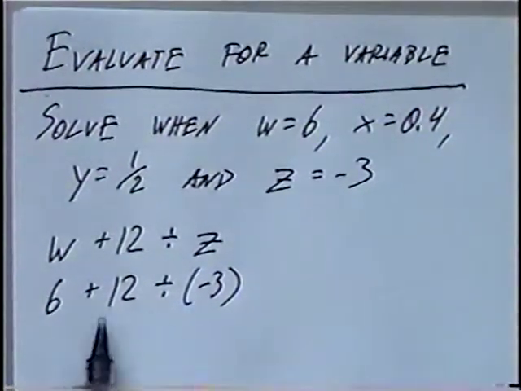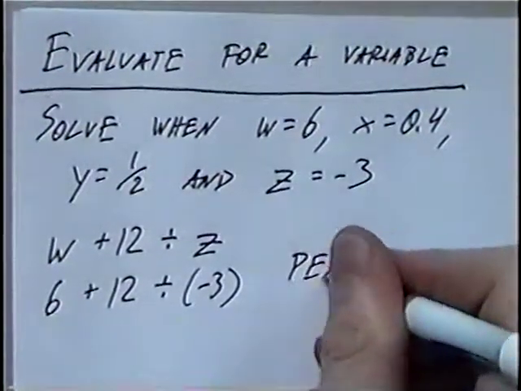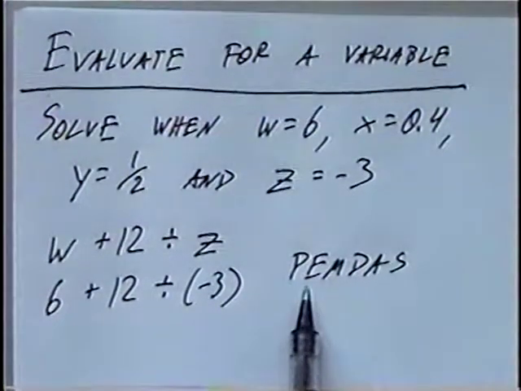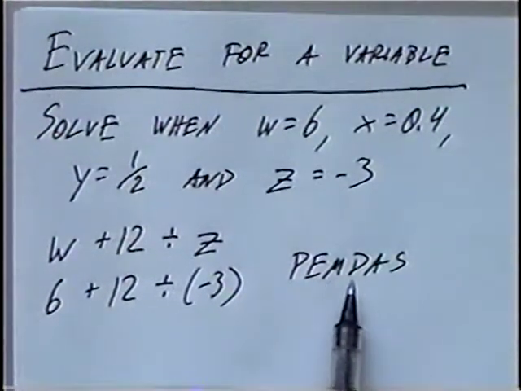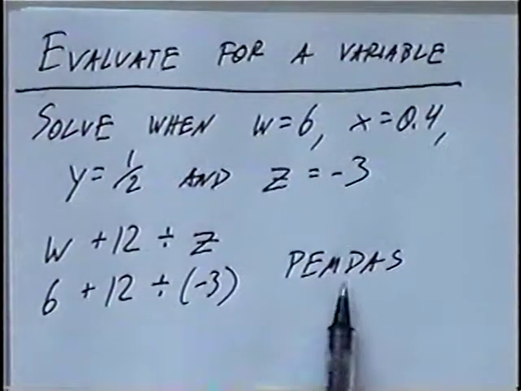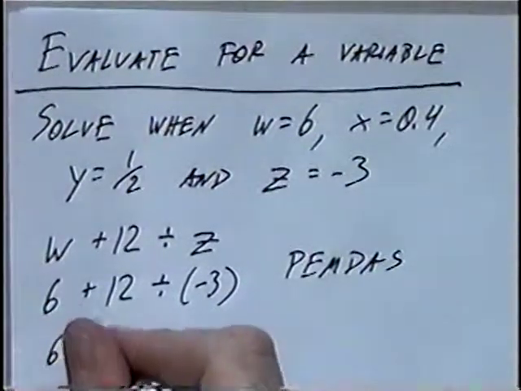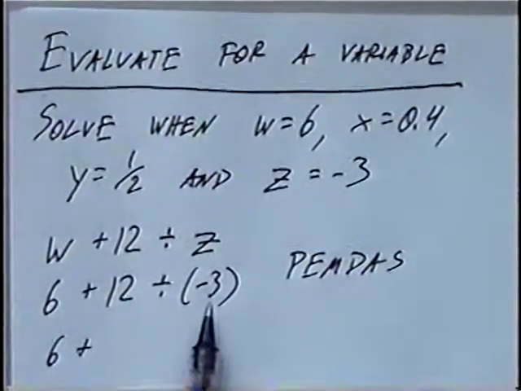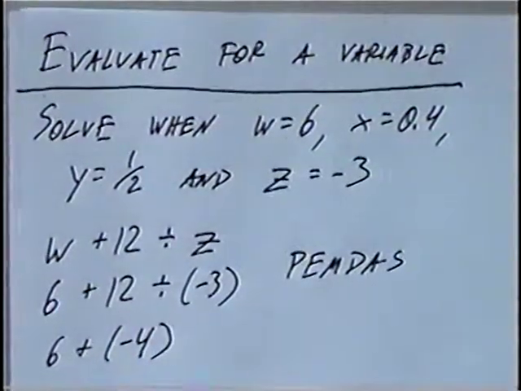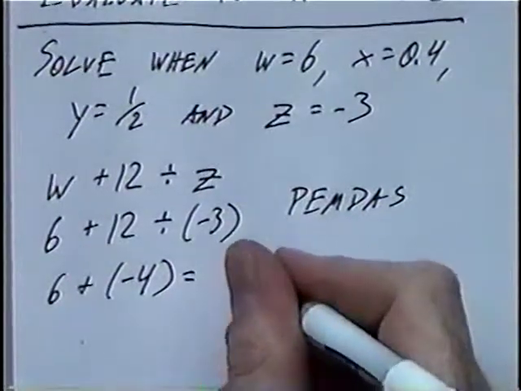This problem we have addition and division. If you remember PEMDAS, the order of operations, parentheses, exponents, multiplication, division, addition, and subtraction. We'll do division before we do addition. So 6 plus 12 divided by -3 would be -4, and 6 plus -4 equals 2.